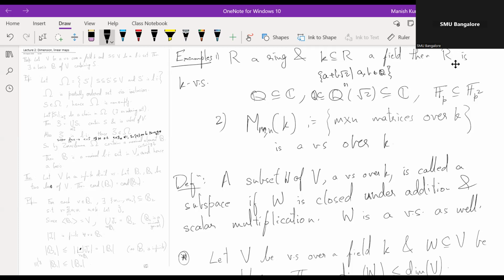Similarly, if you take M_{m×n} over K, the m cross n matrices over K, this also forms a vector space over K. What is the dimension of this vector space over K? Mn. So maybe I should write some of these statements. This has dimension 2, this also has dimension 2, and this is infinite dimensional.